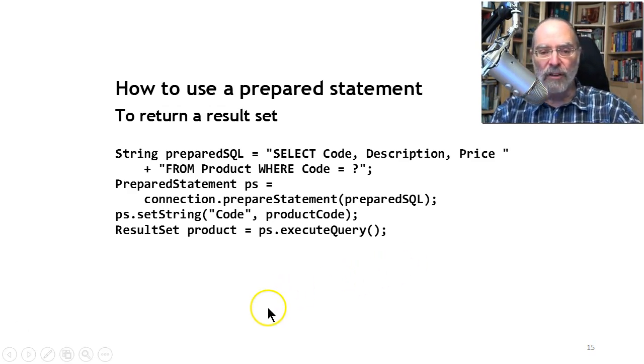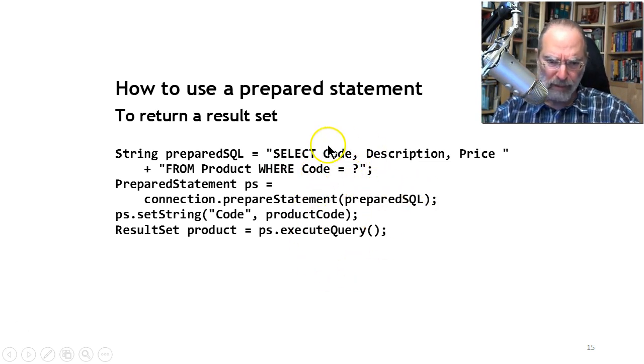Here again is another example where we have as our question mark code equals. Similar to the first example we've seen, though in this case I say set string and I'm indicating the name of the field that has a question mark. So if I don't like numbers, I'm allowed to use words.